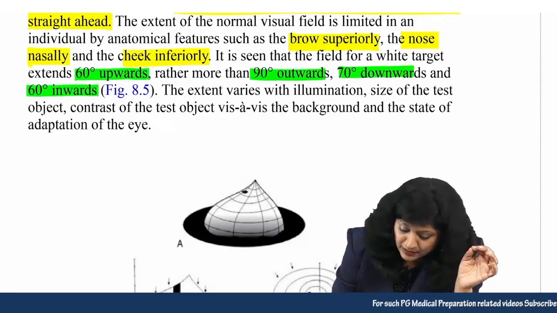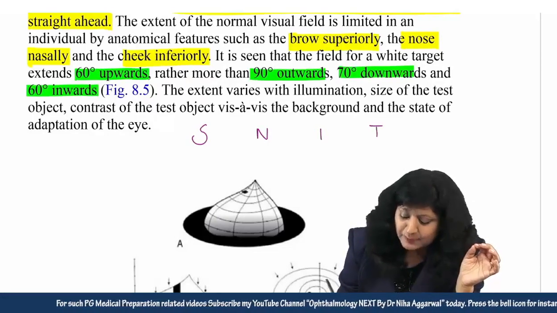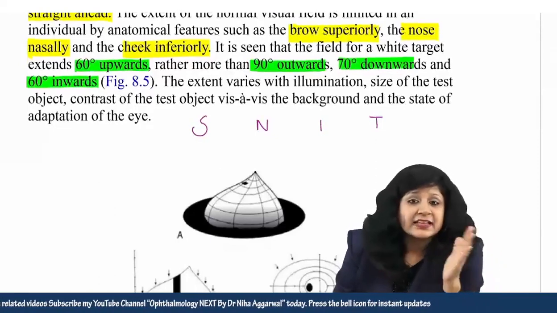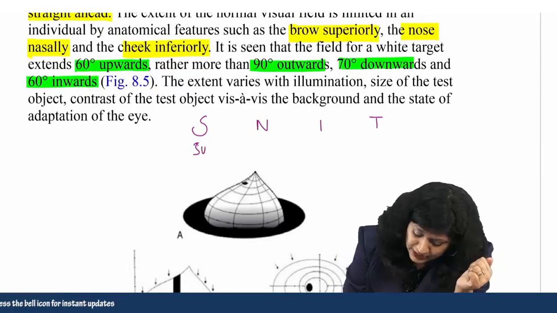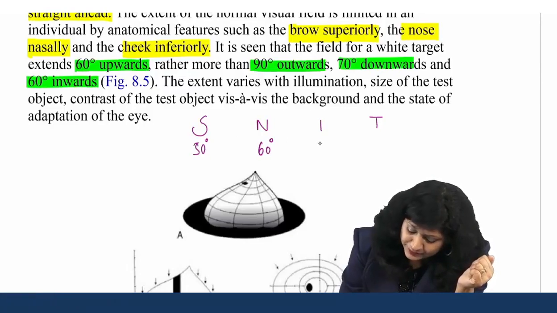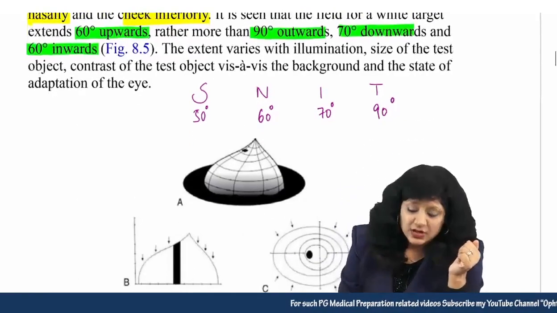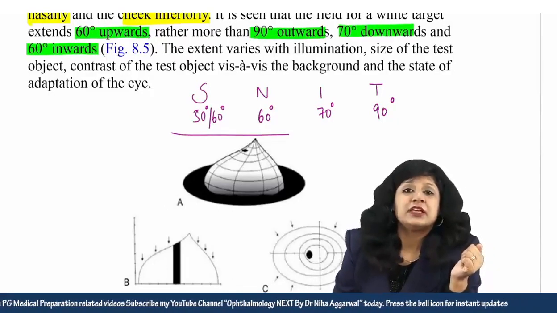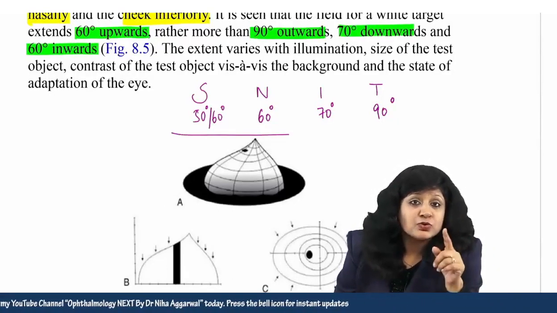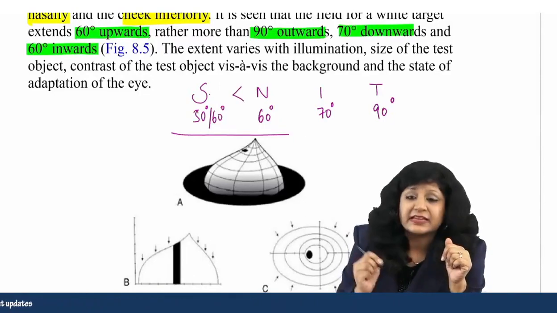If you remember, I gave you a mnemonic for this. It is S-NIT, so it will be easier for you to remember. Superiorly, then nasally, then inferiorly, and then temporally. So it is in increasing order: 50°, 60°, 70°, and 90°. I even tell you in the classes that some books give this as 60°. No matter, they give you 60° for both, but again you have to always remember that superiorly is always less than nasally, right?